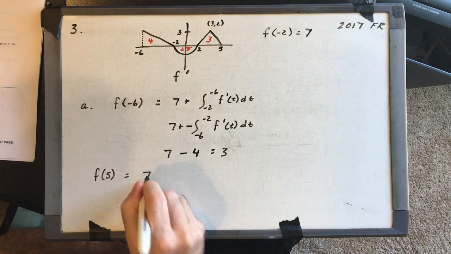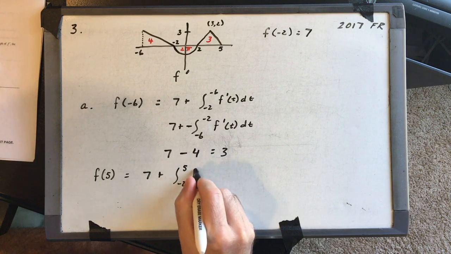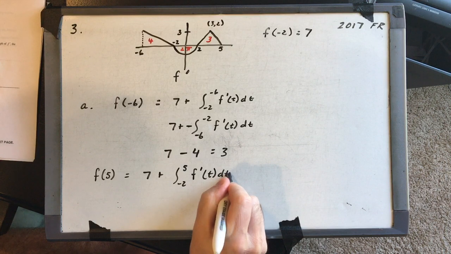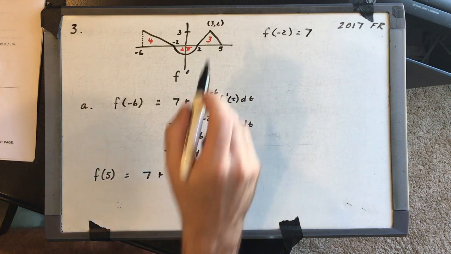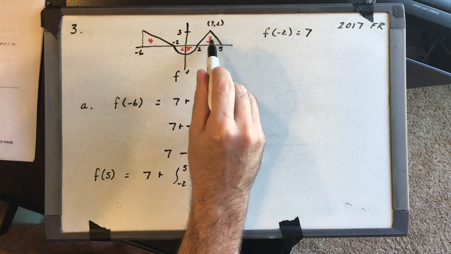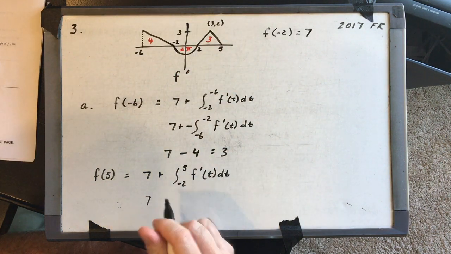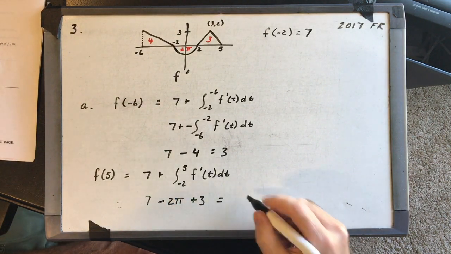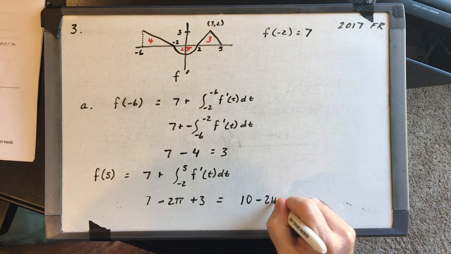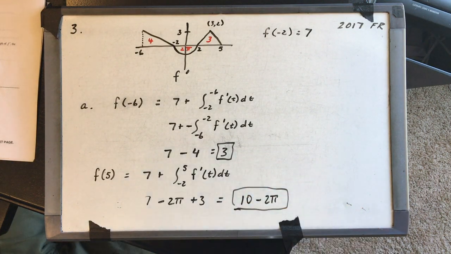Now let's do f of 5. f of 5 is going to be our starting point 7, and then we integrate from -2 to 5 of f prime of t dt. What's the area from -2 to 5? It's going to be 3 above and 2 pi below. So it's going to be 7 minus 2 pi plus 3, so that's 10 minus 2 pi. We're going to use those values again. But that is f of -6 and f of 5.